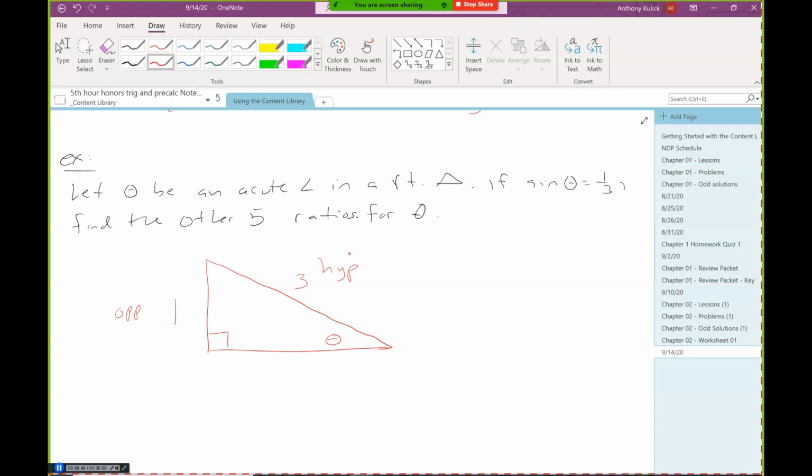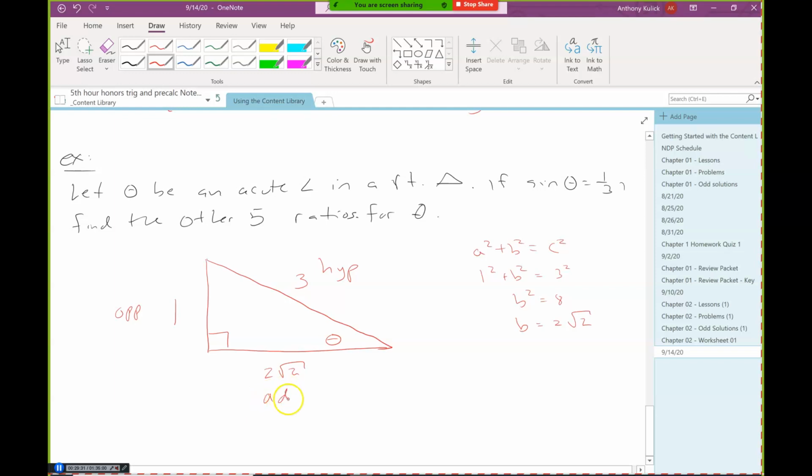How would I find the adjacent side? Pythagorean Theorem. So a squared plus b squared is equal to c squared. Remember that c is the hypotenuse. So b squared is 8, or b is equal to 2 root 2. I reduced the square root of 8 just in my head there. Does anybody need a refresher on how you do that? Okay, fair enough. If you change your mind later, we can always go back and talk about it again.